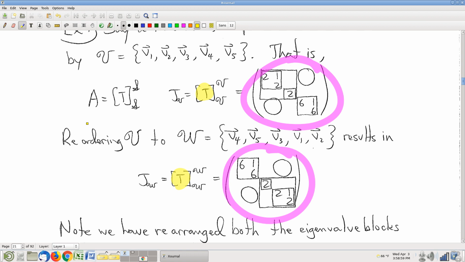What we can say, though, is that these Jordan forms are similar to each other. They are clearly similar because they represent T. They represent the same T, just with respect to different bases. So rearrangements are always similarities.